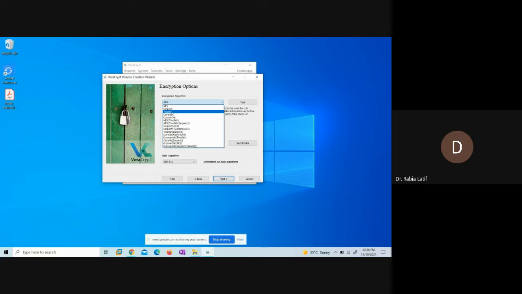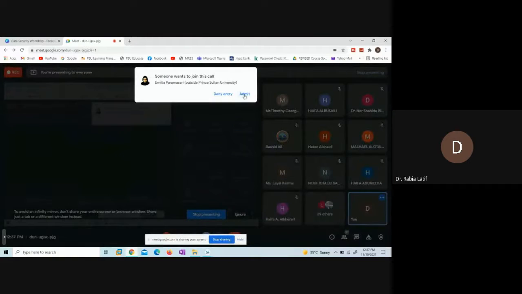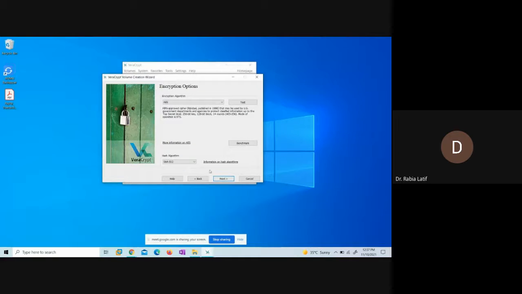Here we have the different encryption algorithms. From the security perspective, AES, the Advanced Encryption Standard, is considered the most secure algorithm. You have multiple options based on your need, and you can choose any of these. The second option is the hashing algorithm. Again, we have different hashing algorithms. Hashing is used so that no one can alter or change your data. We are choosing the most secure hashing algorithm from here. Once you choose your encryption algorithm and hashing algorithm, click next.